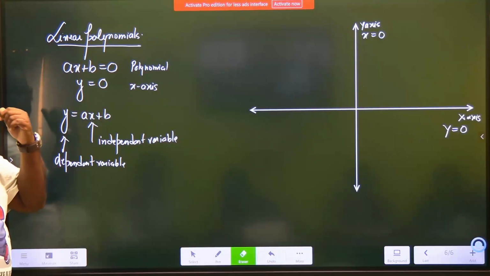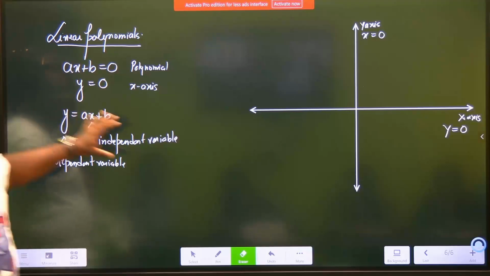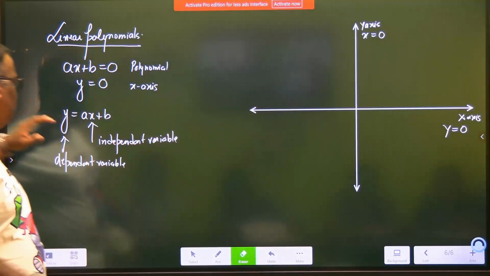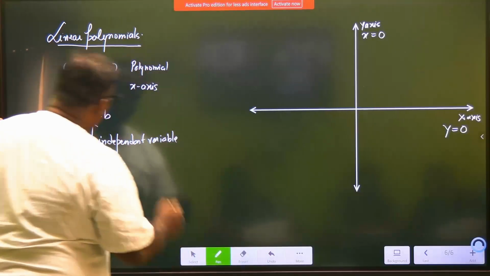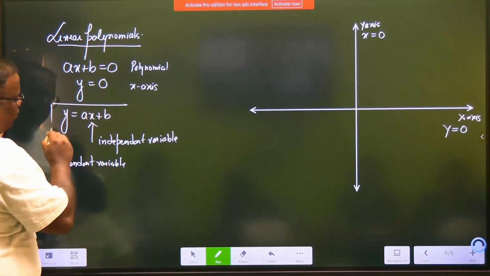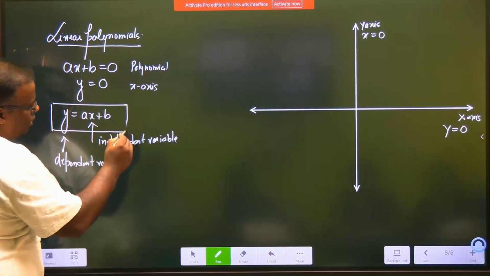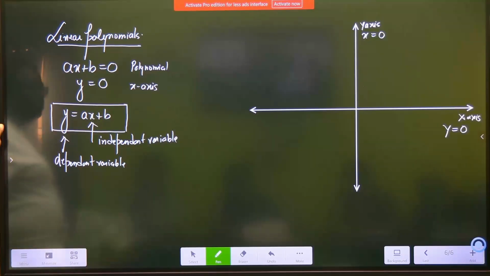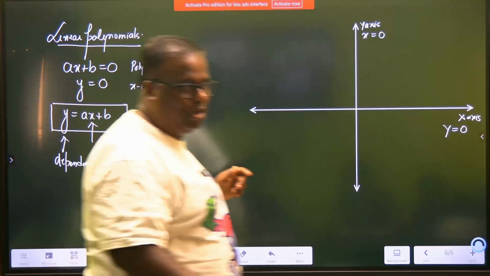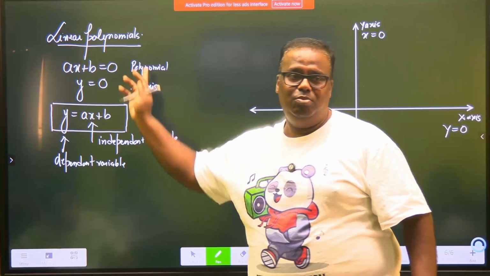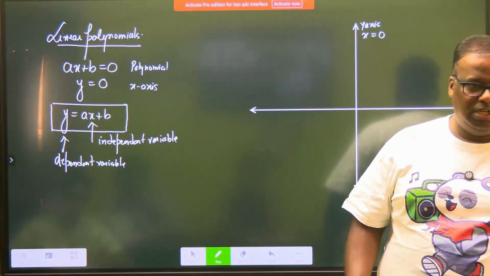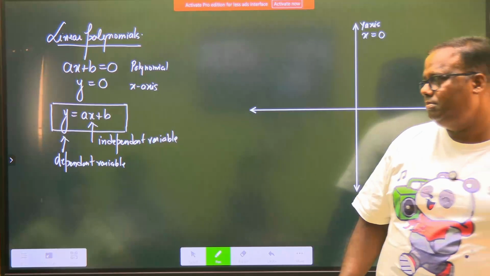Now look, if I want to plot this on the graph, what am I plotting? I am plotting a battle between the x-axis and my given equation. Is this understood? Right? Okay.